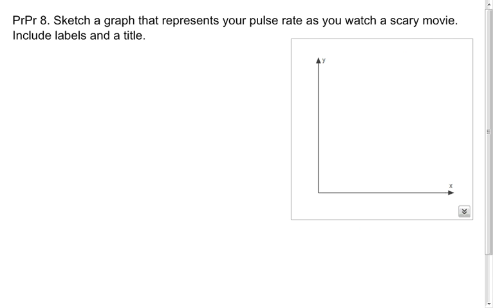Practice problem 8, same thing. Okay. Labels on the side, title.